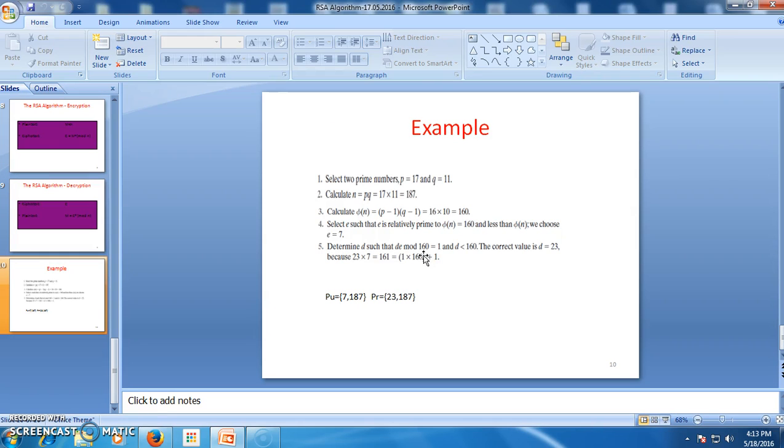Here we will discuss an example where we are taking two small prime numbers P is equal to 17 and Q is equal to 11. Then we calculate n value, which is P times Q, which is equal to 187 in this example. Then we calculate phi of n, which is (P minus 1) times (Q minus 1). This is 160. Then we select an E value in such a way that E is relatively prime to phi of n, which is 160, and less than phi of n. Suppose if we choose E is equal to 7, then according to the earlier formula, D is obtained as 23.